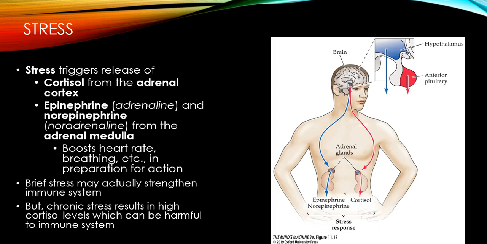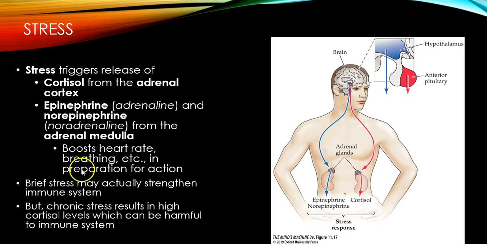Stress, let's talk briefly about stress as an emotion. That's one we all know. Stress triggers the release of cortisol. Cortisol is our stress hormone and is released from the adrenal glands, adrenal cortex and adrenal glands. Epinephrine and norepinephrine are also released during stress from the adrenal medulla. And all of this, epinephrine, norepinephrine, boost your heart rate, your breathing in preparation for action.